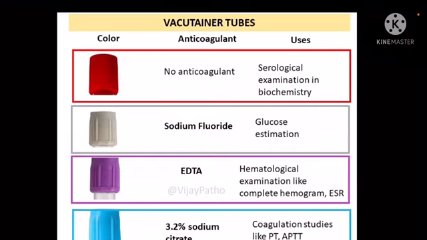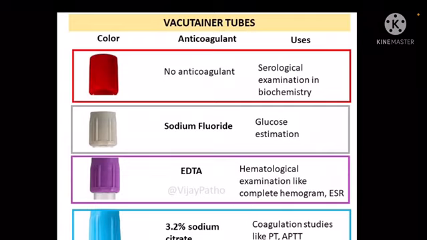The Vacutainers have a specific cap with different colors, and depending on the colors and the additives present inside the Vacutainer, we put the blood into different Vacutainers according to the studies we are going to process. For example, in front of us we can see red, gray, purple, blue. All these Vacutainers have different additives and different color coding.